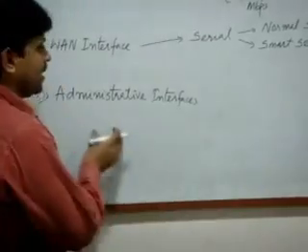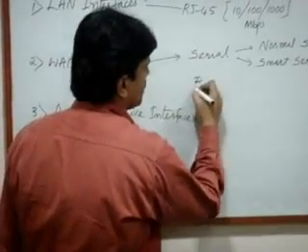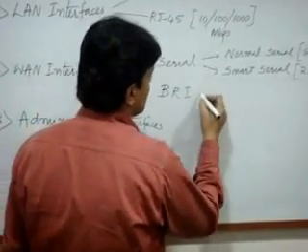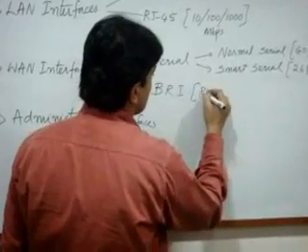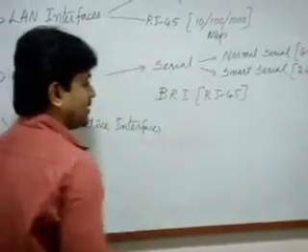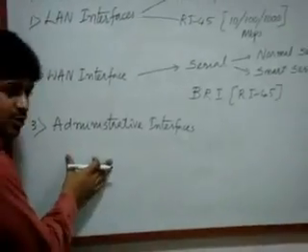Then we have one more interface, BRI, basic rate interface. This is basically for ISDN lines, and this BRI is an RJ45 port for ISDN lines.